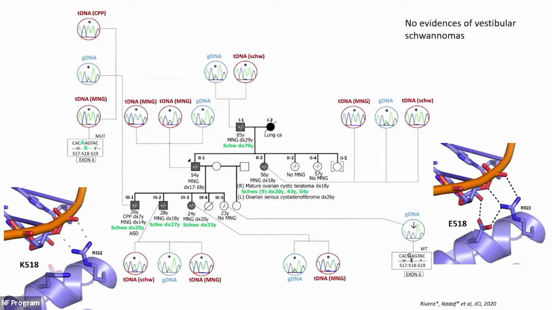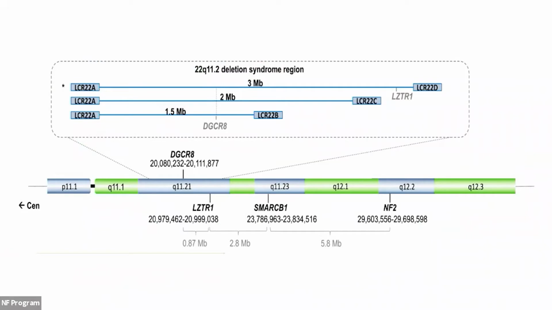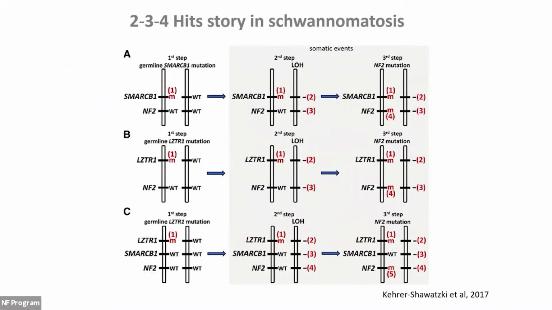But who is also DGCR8? It's not only in the middle of the microprocessor, it's also in the middle of the 22q11 region, right beside LZTR1, and in the middle of what we know as the DiGeorge critical region. Hence its name, DiGeorge critical region 8. So it was also a perfect candidate for schwannomatosis, and you know all this very well, much better than I do, and it's the 2-3 hits story in schwannomatosis.